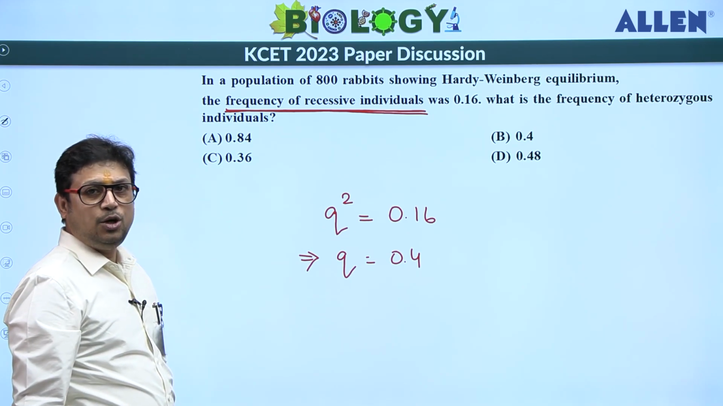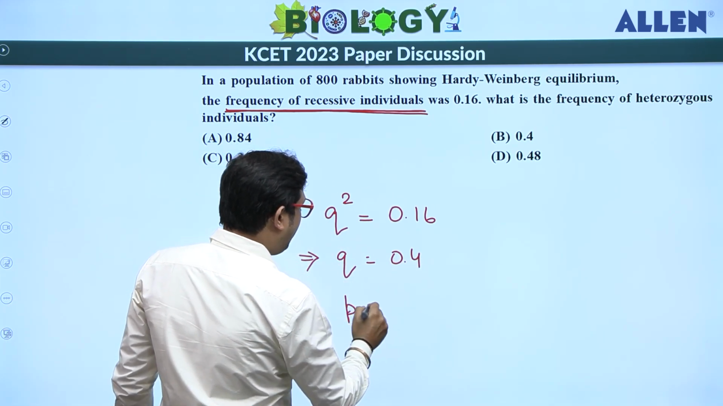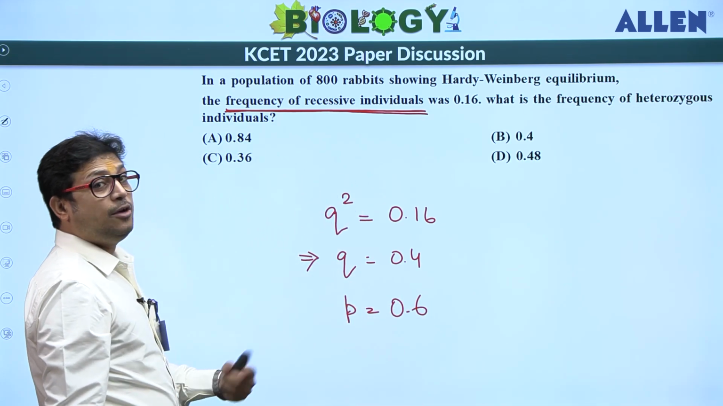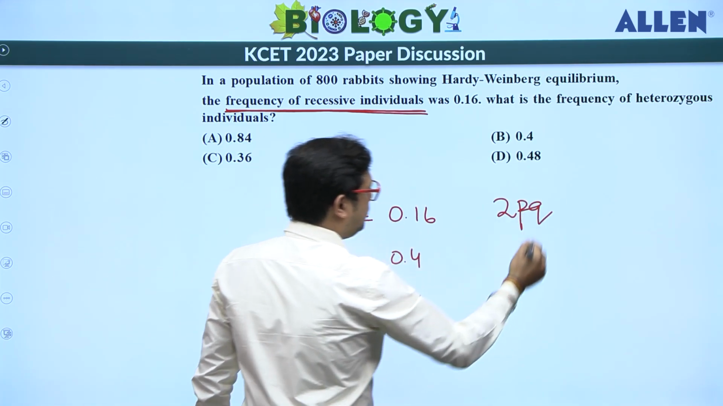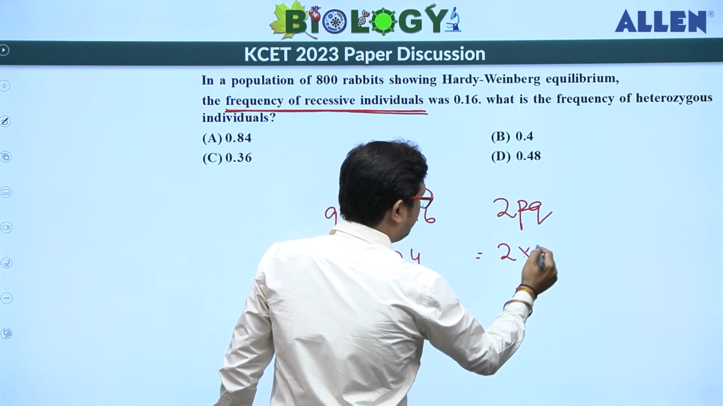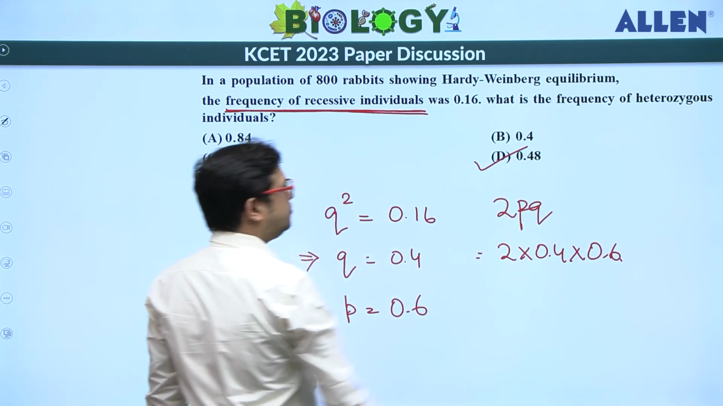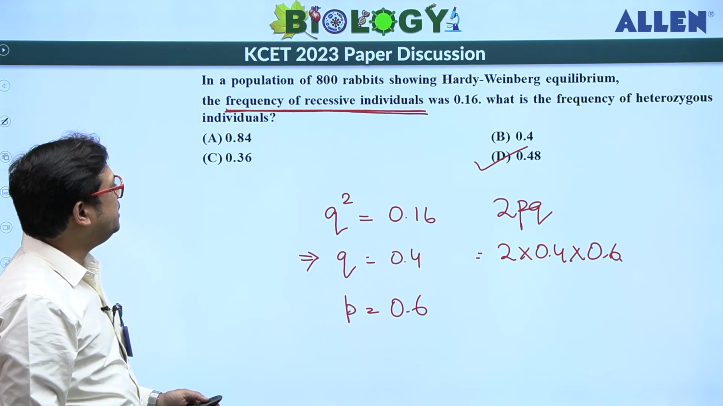And we know p plus q is equal to 1. So if q is 0.4, then p should be 0.6. And what is the frequency of heterozygous? 2pq. So 2 into 0.4 into 0.6, that is 0.48. So answer here is D.